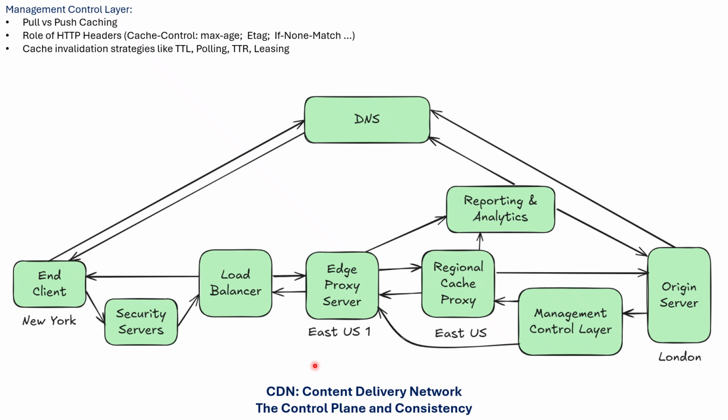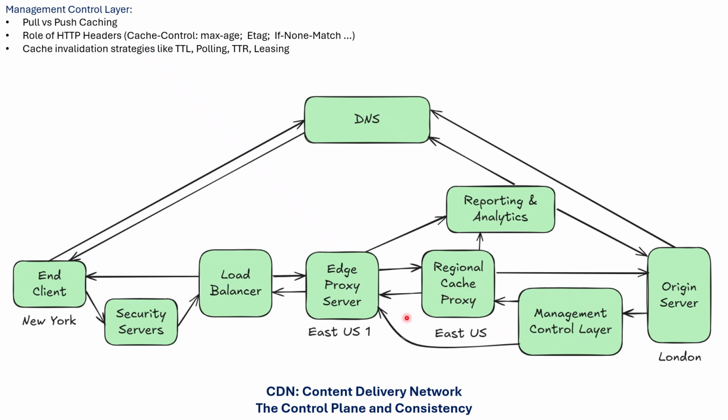To ensure viewers don't see outdated content, we have several strategies. So these are the cache invalidation strategies like TTL, polling, TTR, or leasing. What is TTL? It is time to live, the simplest method of all, where cached content expires after a set amount of time. Polling: the edge server will periodically poll the origin to check if the content has been updated, of course through the regional cache proxy.